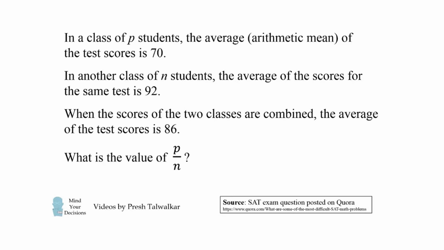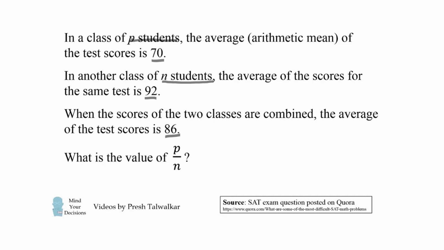So we have a class of P students, and the average, the arithmetic mean, is 70. And in a class of N students, the average of scores for the same test is 92. It is very crucial that we have N students in class 2 and the average here is 92. When we take the scores of both the classes combined, the average becomes 86.